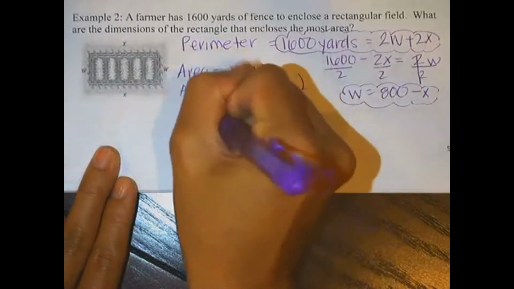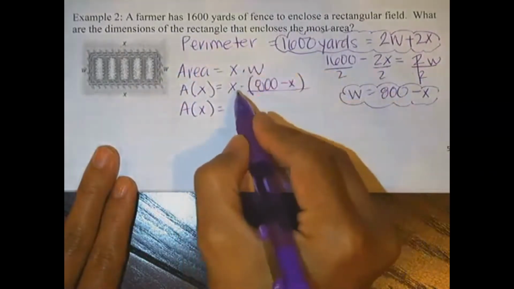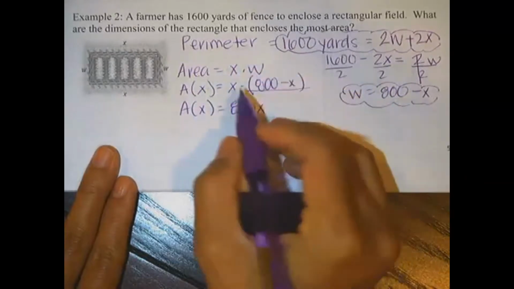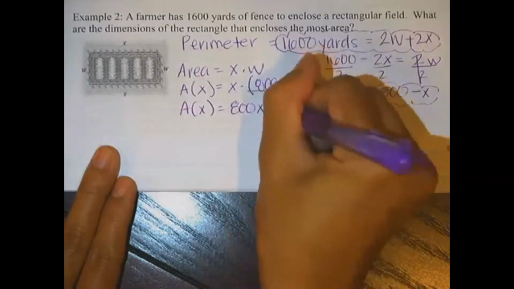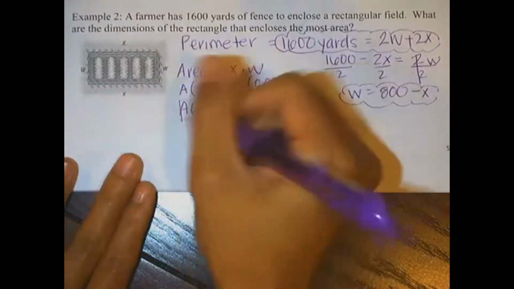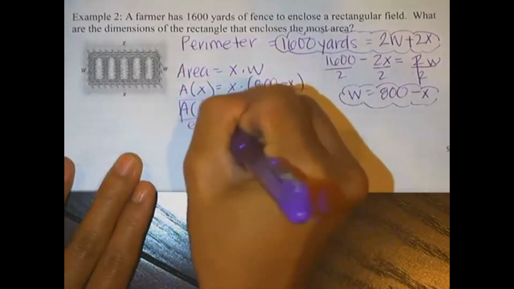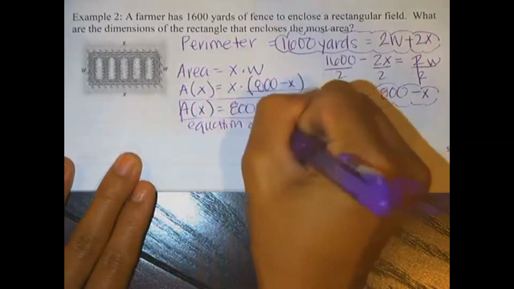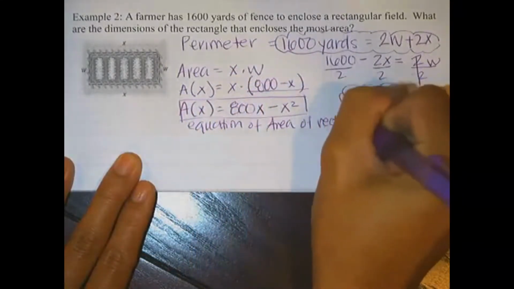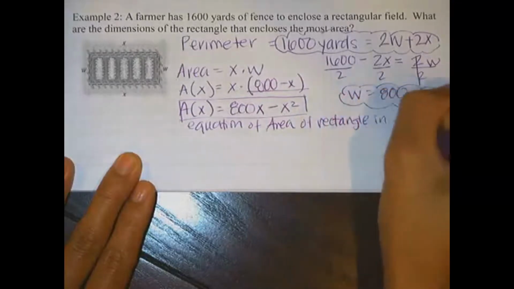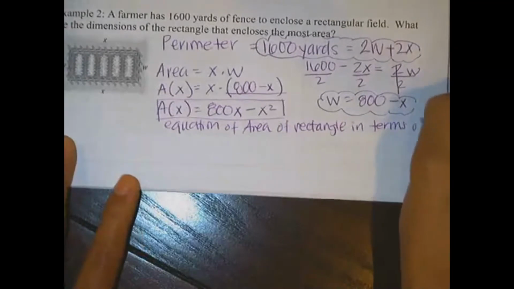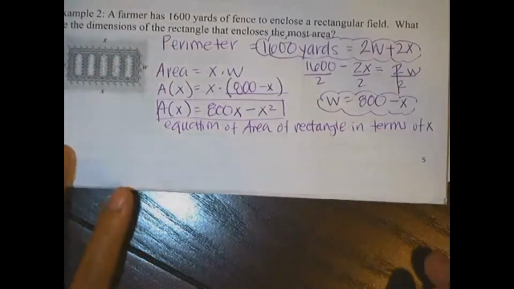So area in terms of x equals, distribute, x times 800 is 800x. x times minus x is minus x squared. So this equation right here is the equation of the area of the rectangle in terms of x. In terms of x, okay?